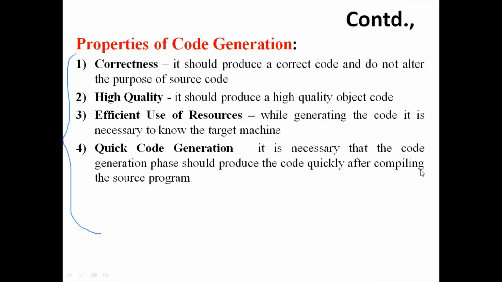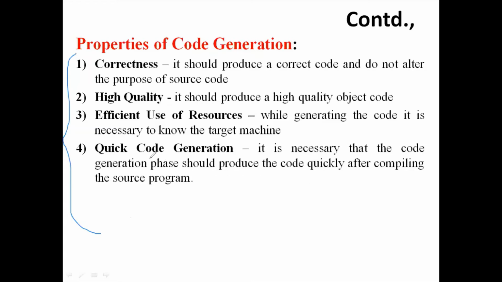Second thing, high quality. You have to produce high quality object code. Third thing, efficient use of resources. While generating the code, it is necessary to know the target machine. What resources are to be used to produce the output of the target program? You have to know that.